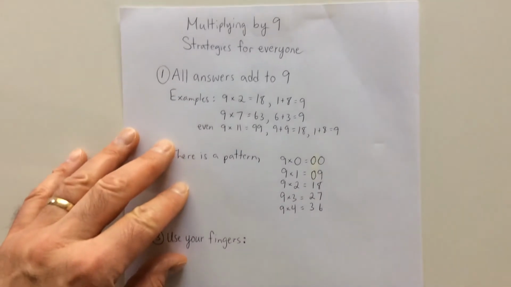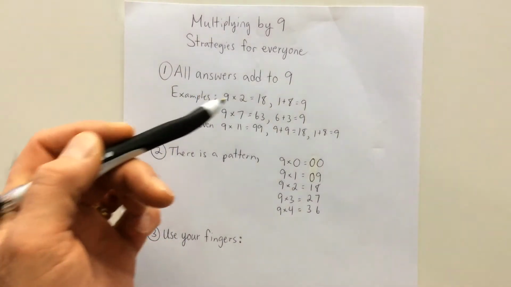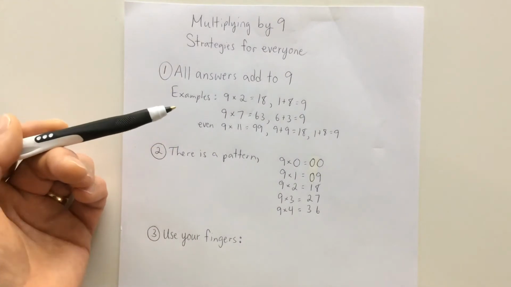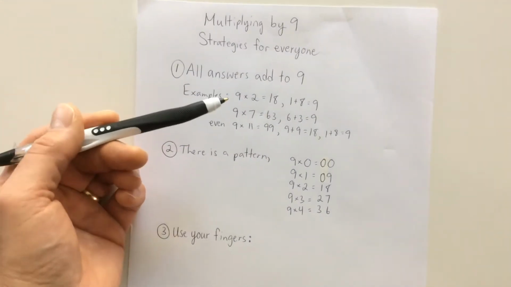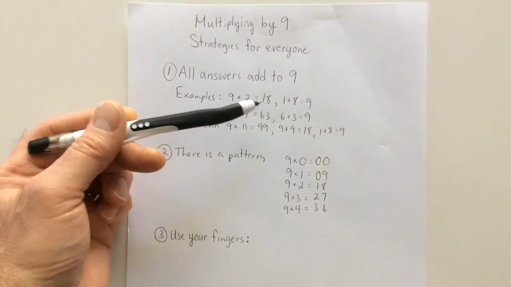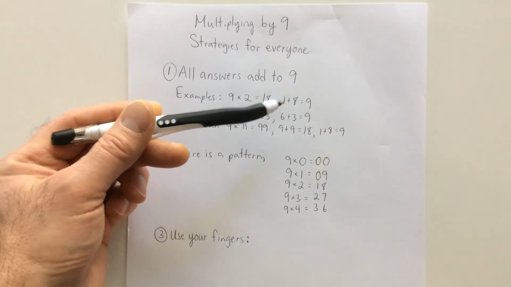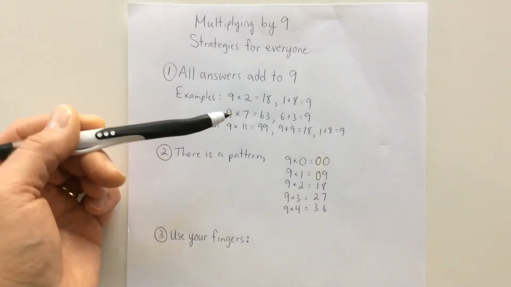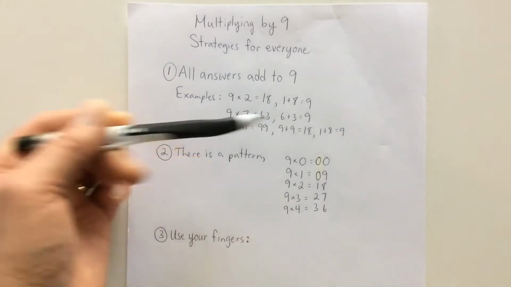All right. So first of all, the digits of the answer add up to 9 when you multiply. So it's always a good way to check your answers when you're multiplying by 9. I've got some examples here. 9 times 2 equals 18. If I take that answer and add these two digits together, 1 plus 8, it equals 9. So it's good. 9 times 7 is 63. 6 plus 3 is 9.